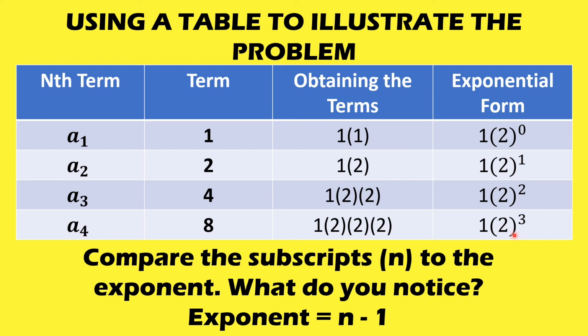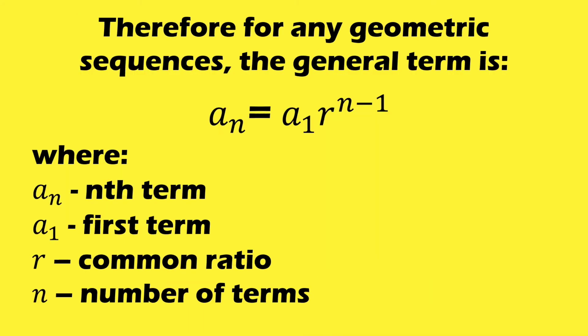Compare now your subscripts n to the exponent. What do you notice? That's right, the exponent is equal to n minus 1, since the exponent is 1 less than your subscript. Therefore, for any geometric sequence, the general term is a sub n equals a sub 1 times r raised to n minus 1, where a sub n is the nth term, a sub 1 is the first term, r is the common ratio, and n is the number of terms.